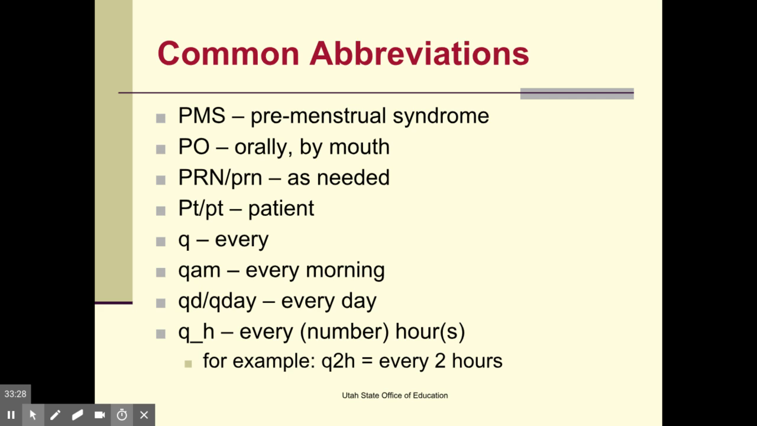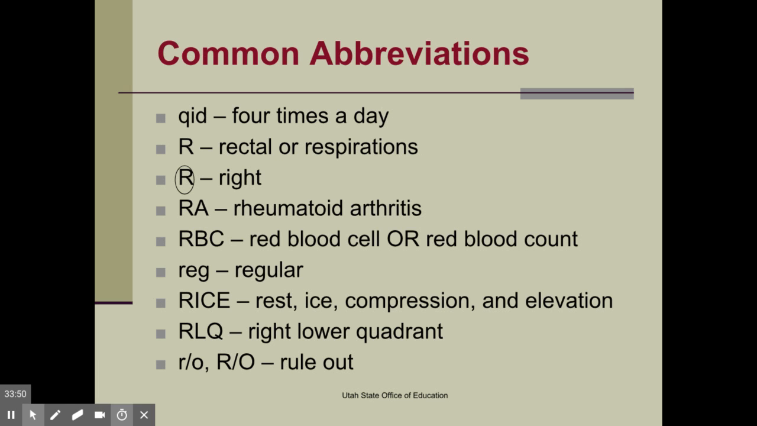Q means every. QAM would be every morning. QD or Q day would be every day. QH or Q hour. And then Q2 hours would be every 2 hours. QH would be every hour. Q4 hours, Q4H, would be every 4 hours. Those are some examples of how you can use QH. QID would be 4 times a day. Once again, if you work for a Joint Commission facility, they don't want you using BID, TID, QID, or QH. They just don't want you using those.